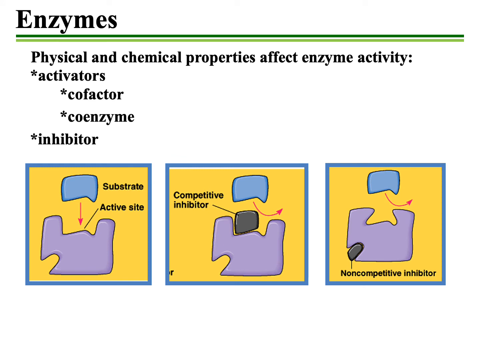So in the figure that you're looking at on this slide, on the far left, you see the classic interaction between substrate and enzyme, the enzyme in purple and the substrate in blue. With a competitive inhibitor, you have a molecule that is, again, structurally similar to the substrate and can bind to the active site and block it, preventing the true substrate from binding.